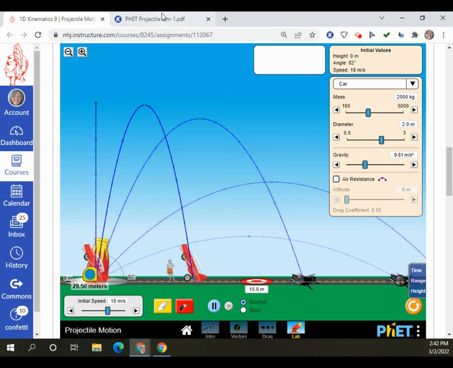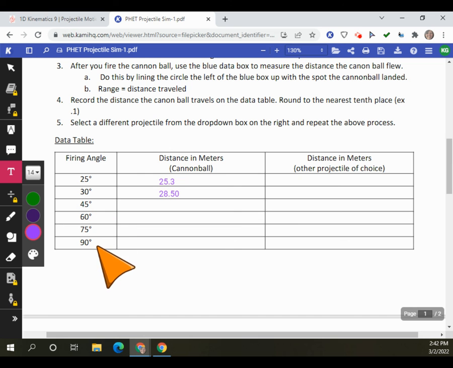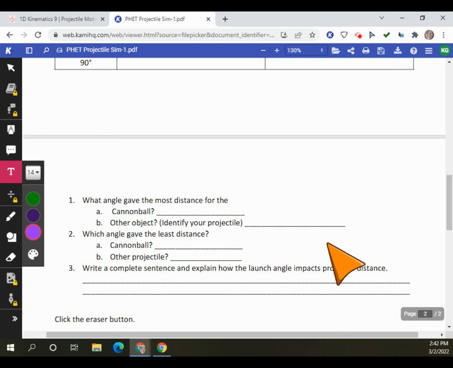So you're going to have to really investigate. You're going to have to look and see which of these angles has the shortest distance for the cannonball, which of these angles has the shortest distance for the projectile. So we're not really comparing the cannonball to the projectile. We're comparing the angles that they're thrown in for each of the objects.